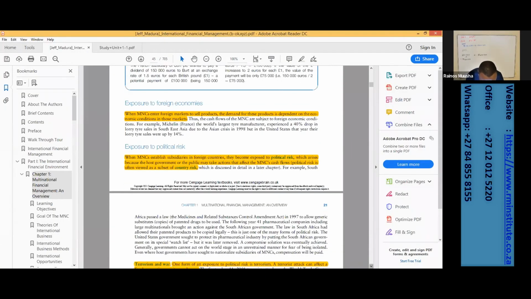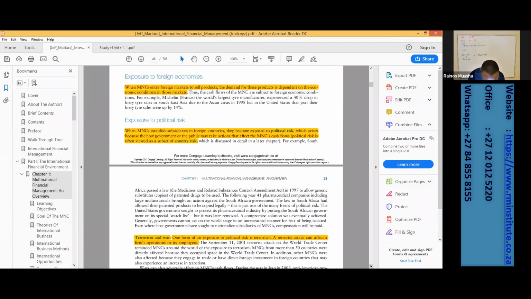We look at exposure to foreign economies. So we look at exposure to foreign economies, and here they say when multinational corporations enter foreign markets to sell products, the demand for these products is dependent on the economic conditions in those markets. So which means when it comes to exposure to foreign economies, it basically means that the performance of the subsidiaries there, where they're going to be selling their product, also is going to be dependent on exactly how those economies are performing.